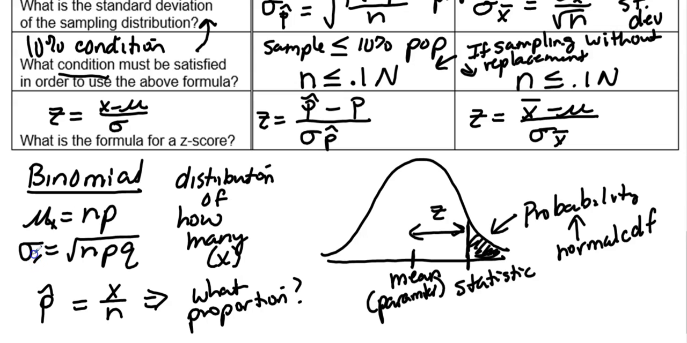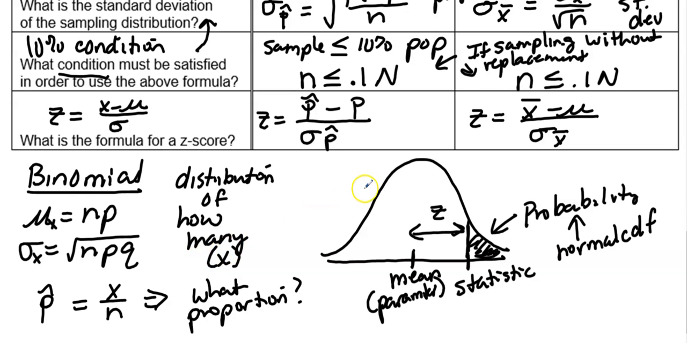In other words, if x is a discrete random variable based on categorical data, we're saying how many x are in a particular category. So the expected number would be the sample size times the probability of getting that x value. And the standard deviation is the square root of npq. So it's the distribution of how many, in other words, x.